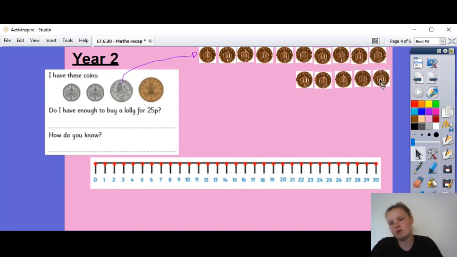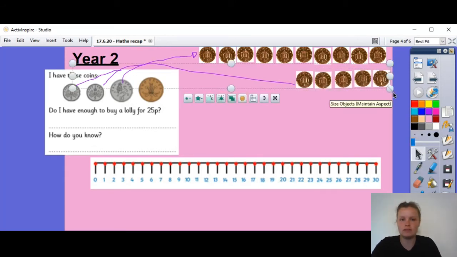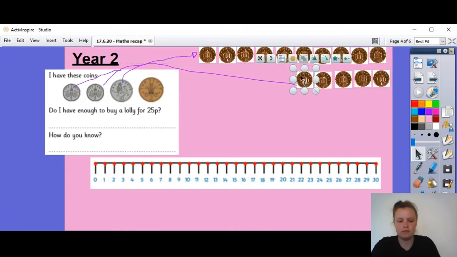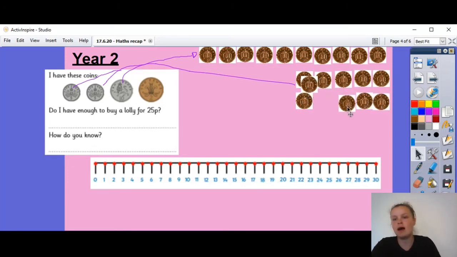So look, I've got 5 ones here, and they are the same as this 5p coin here, okay? And again, that would be the same for that 5p coin as well. So let's do that again. Let's copy and paste them again. Okay, let's try again. So 1, 2, 3, 4, 5. There we go. Okay, so the 5p coin is the same as 5 ones. So I've got those 5 ones here, and they go to that other 5p coin.